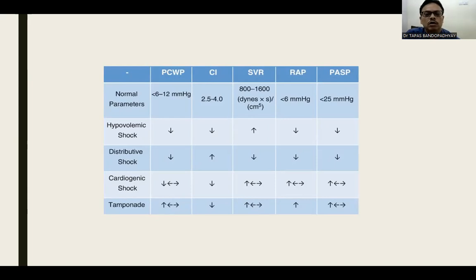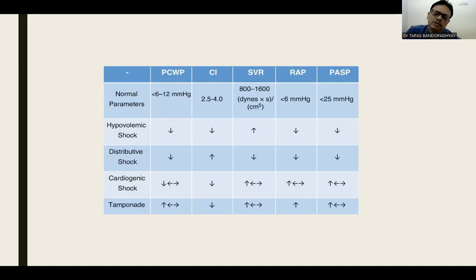In cardiogenic shock, the pulmonary capillary wedge pressure may be normal or reduced and cardiac index reduced, but systemic vascular resistance will be increased. And in case of cardiac tamponade, the pulmonary capillary wedge pressure will obviously be raised, cardiac index will be low, and systemic vascular resistance will be very high.